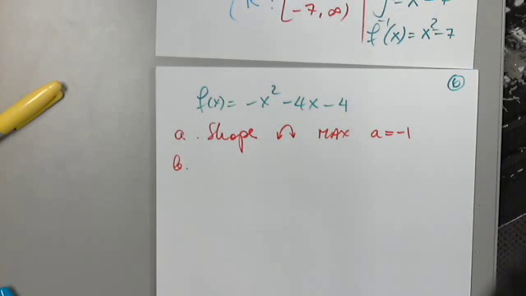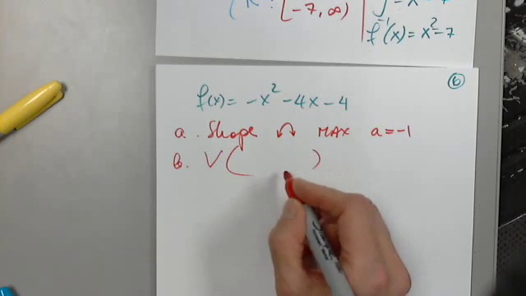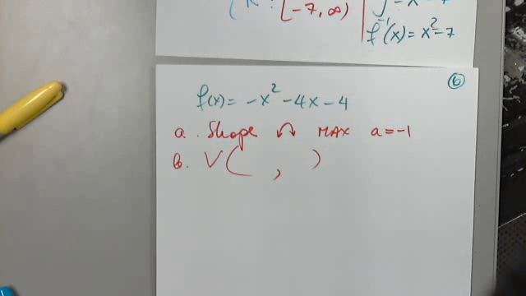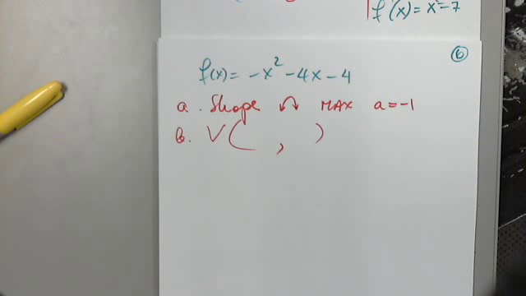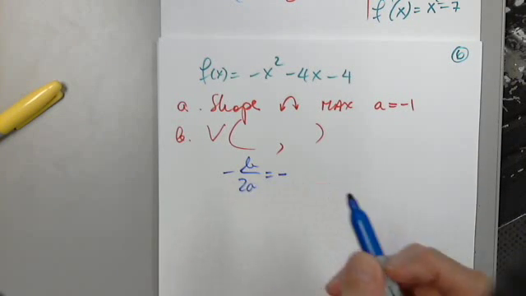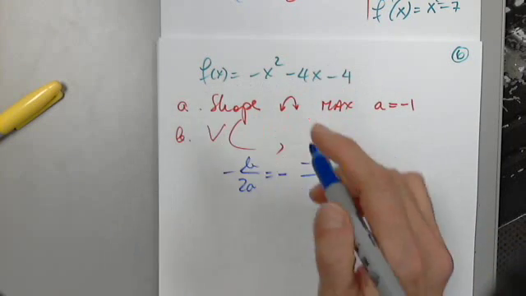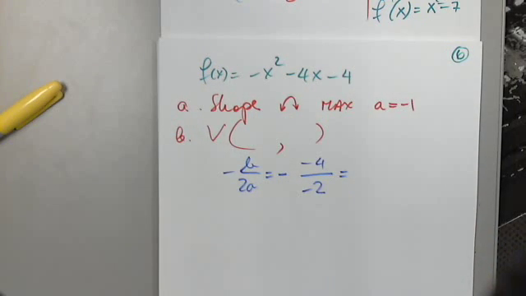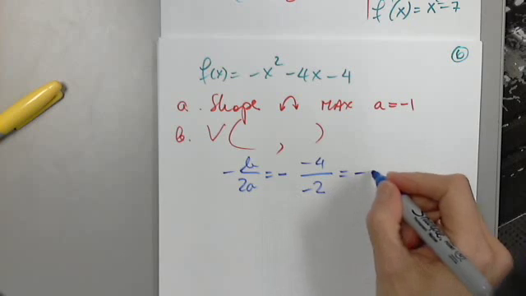In step 2 or B, I need to determine the vertex. How do I find the vertex? We had a situation today with that word problem with the ball thrown. Yes, I have to find negative b over 2a, and b is negative 4 over 2 times a, which is negative 2. Always keep in mind these are 3 negatives. And we know that. What happens with 3 negatives? Yes, so the answer is negative 2.